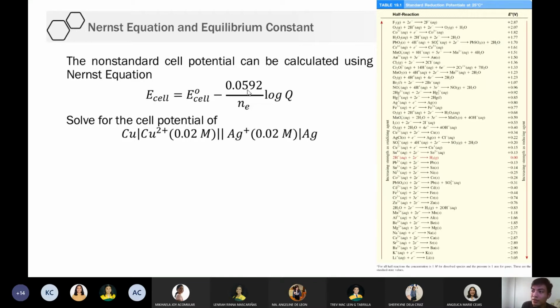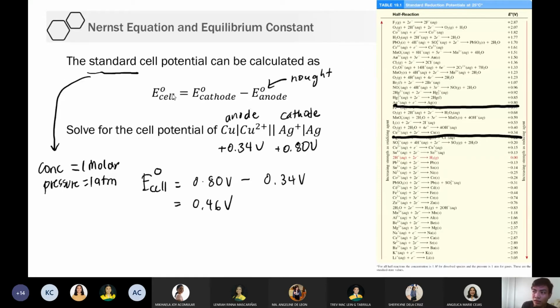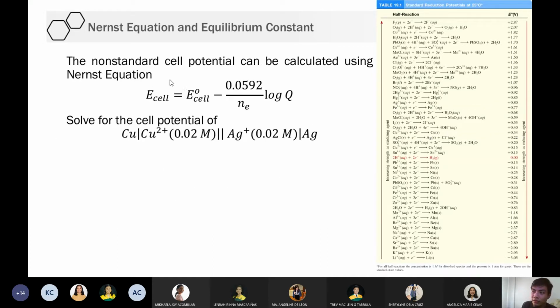Okay? So, this is the Nernst equation. This is used when you have non-standard systems. Pag standard, ganito lang. Boring. Pero kapag non-standard, exciting yung equation. Okay? So, let's have this example. Solve for the cell potential of this system.